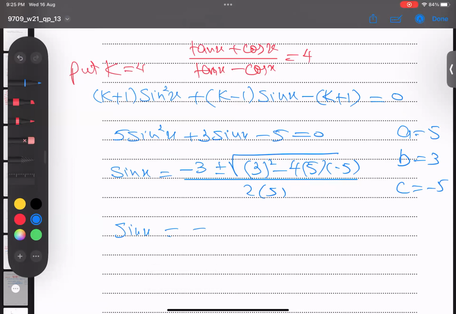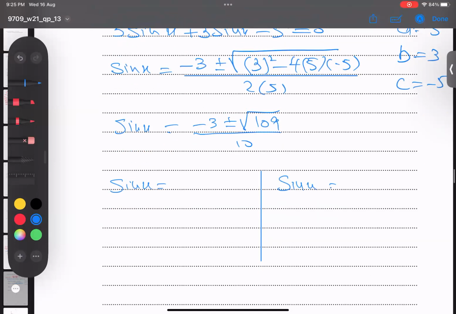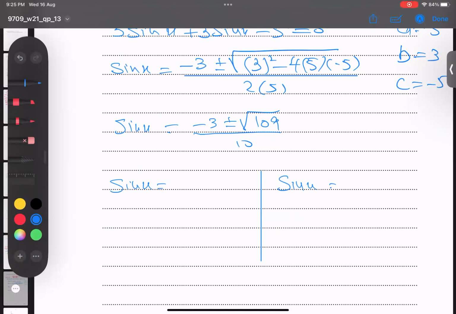It comes 109 over 10. Now I can write direct answers. Okay, students, so sine x equals to, and sine x equals to. One minute, let me check again. 25 into 4, correct. Now, minus 3 plus root of 109 divided by 10. And my one answer I'm getting here is 0.744. And the second answer, I just checked it, with a negative sign, and I'm getting negative 1.344.